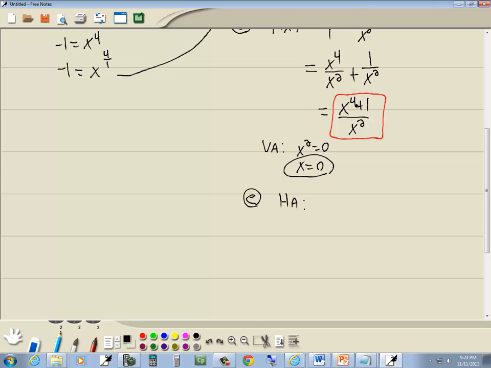Now our degree is our largest power of x. So degree of the top is 4, degree of the bottom is 2. When a degree of the top is greater, that means there is no horizontal asymptote. For the slant asymptote, you have one when your degree of the top is exactly 1 larger than the bottom. Well, degree of the top is 4, degree of the bottom is 2, so it's 2 larger. So that means there is none.